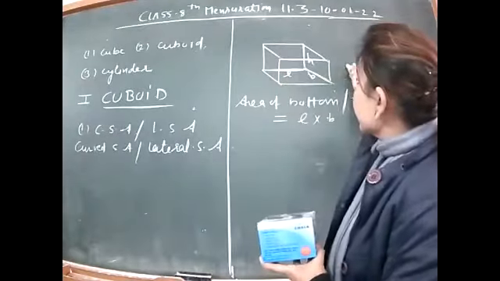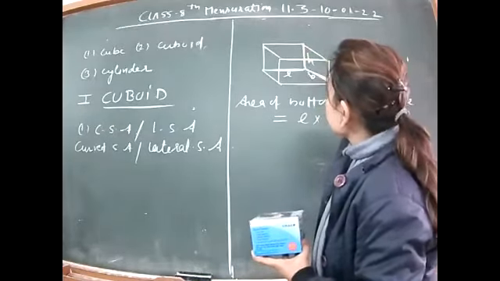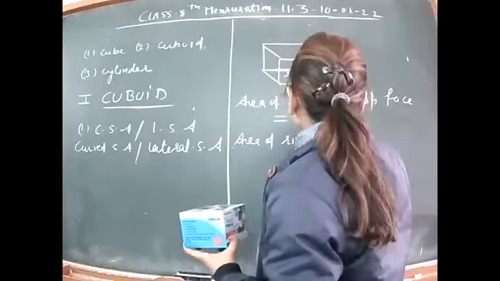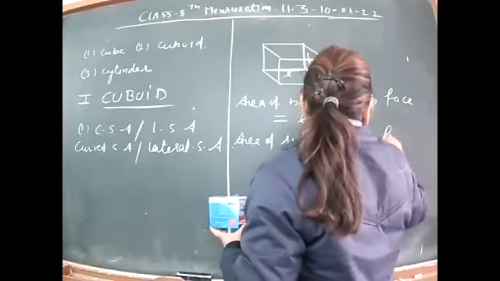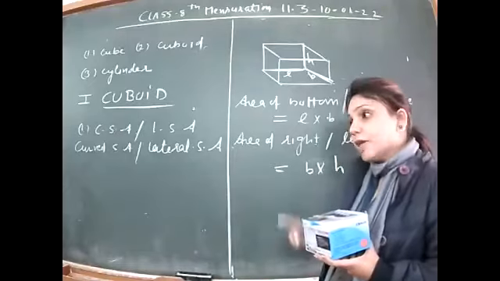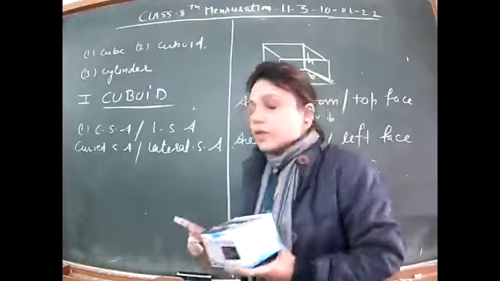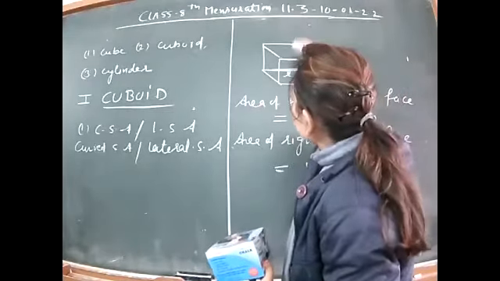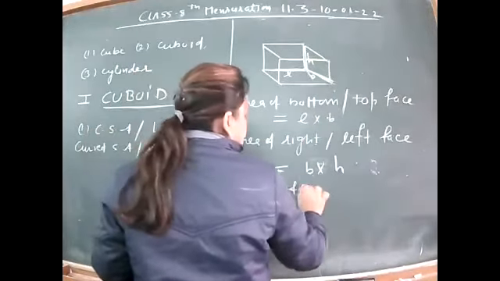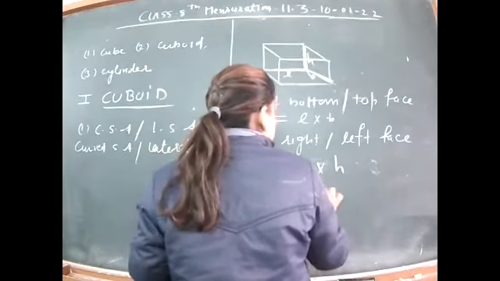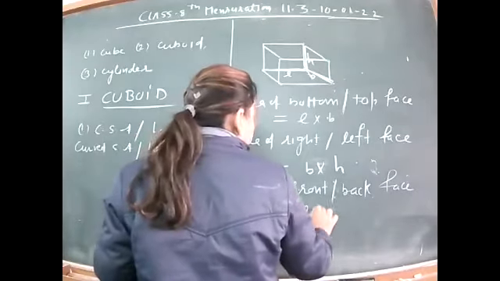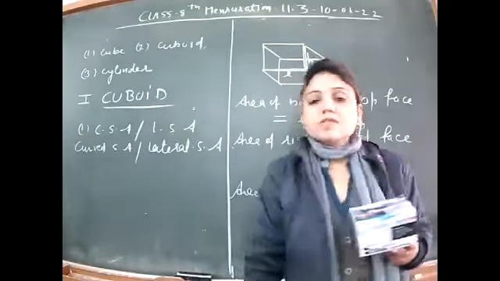अब हम बात करें, this is the right face and this is the left face. This is H, this is B. So area of right and left face is equal to B into H. दोनों का, right का B into H और left का भी B into H. And when we are talking about this area of this back face, जिसमें कि L and H आ रहे हैं, और front face जिसमें कि again L and H आ रहे हैं, you will say area of front and back face is equal to L into H. Area of front and back face, this is equal to L into H.